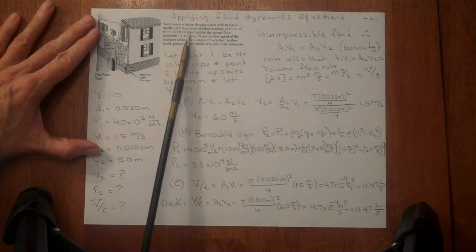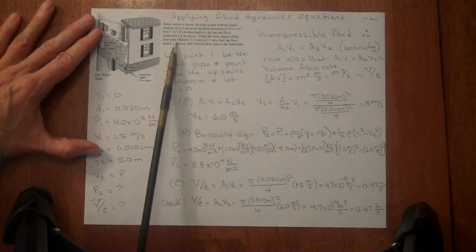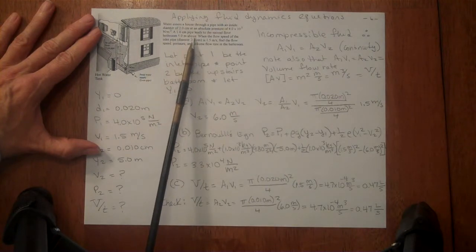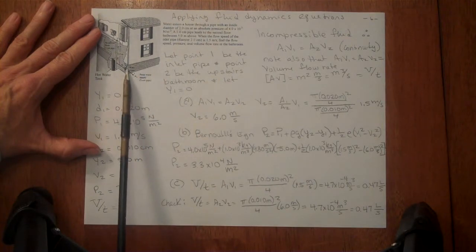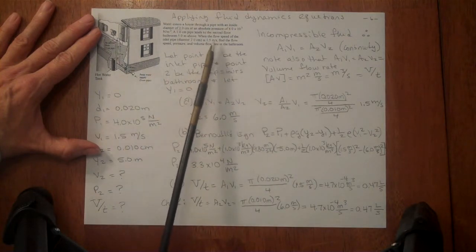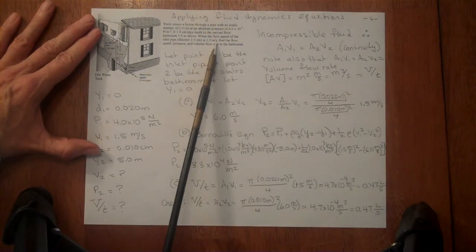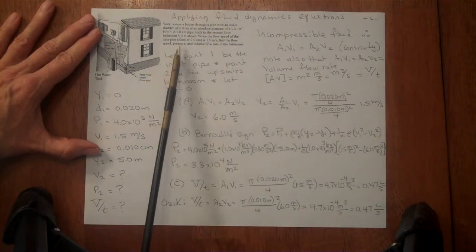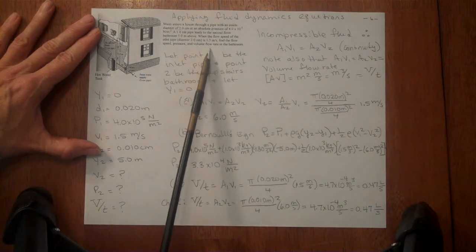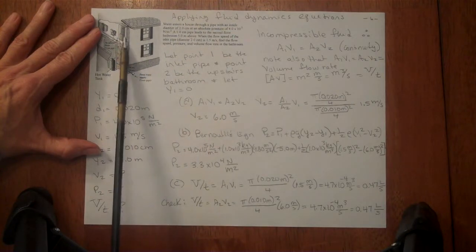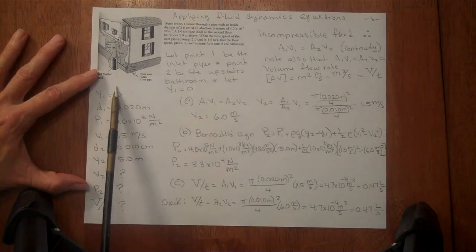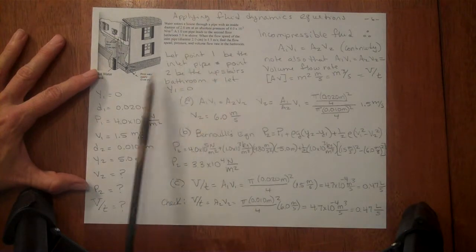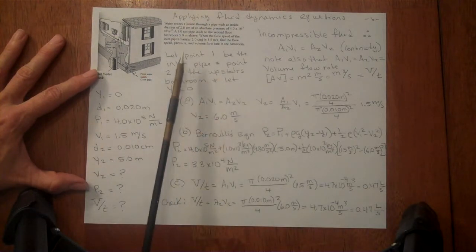A 1 centimeter pipe leads to the second floor bathroom, which is 5 meters above. The flow speed of the inlet pipe, down here at the bottom of the house, is 1.5 meters per second. Find the flow speed, pressure, and volume flow rate in the upstairs bathroom. These are the three things that we want to find. I always define everything over on the left, and I want to make sure that we distinguish between these 1s and 2s.